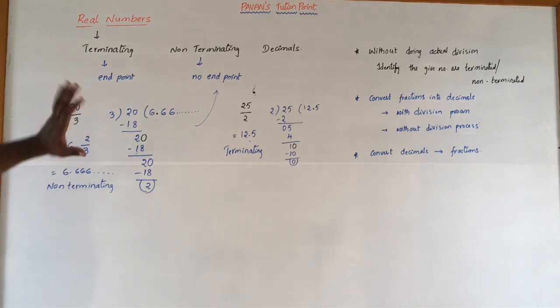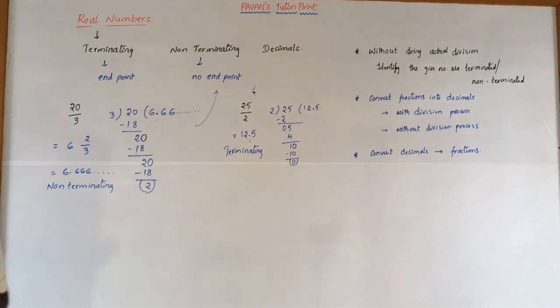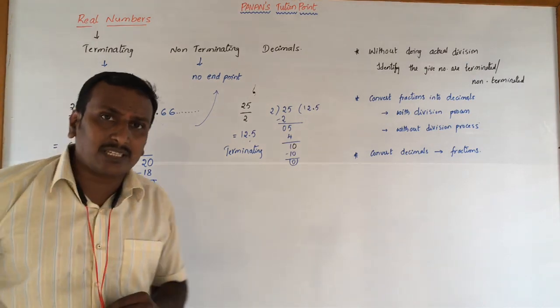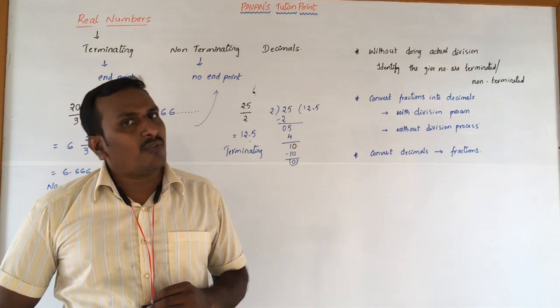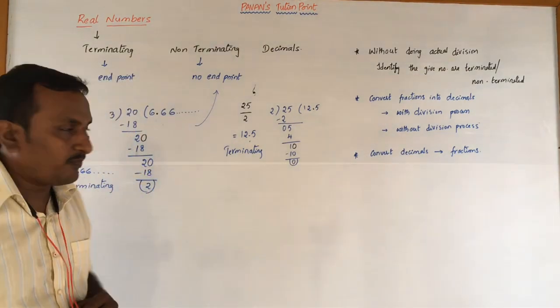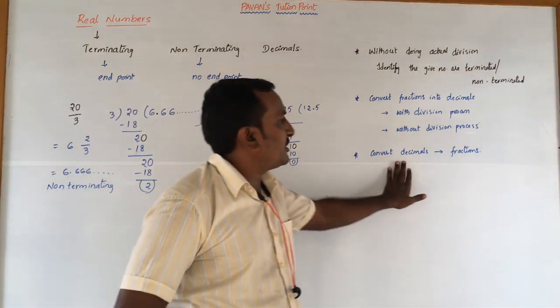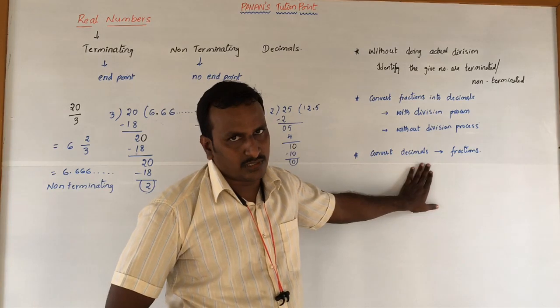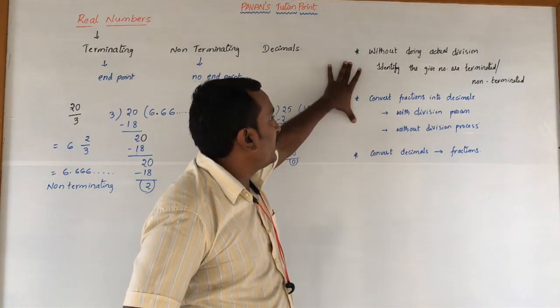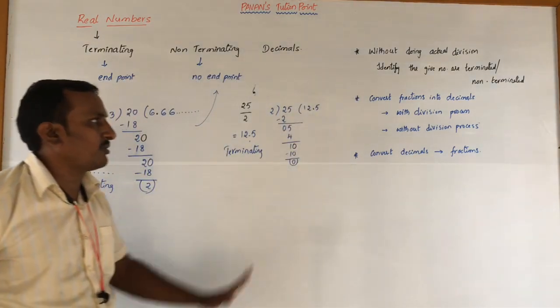Very first one: without doing actual division, identify whether the given numbers are terminated or not terminated. These types of problems you can expect as 1 mark or half mark questions in the 10th class model paper. From this exercise you can most probably expect 1 mark or half mark questions only. Converting decimals into fractions, you can expect as 2 marks questions here.